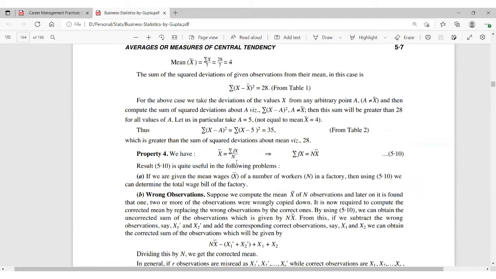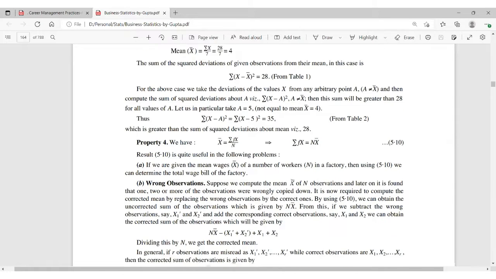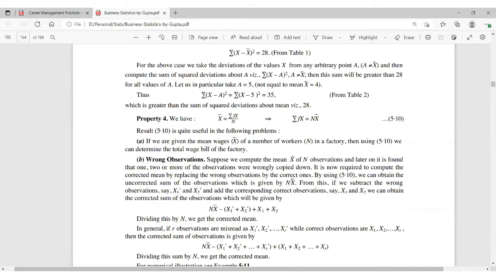X bar is summation of fx by n. It tends to be a summation of x comes to be n x bar. In general, if we replace all the observations by the mean, then the total of both cases, the total of the given observations and the total of the mean, comes to be the same.